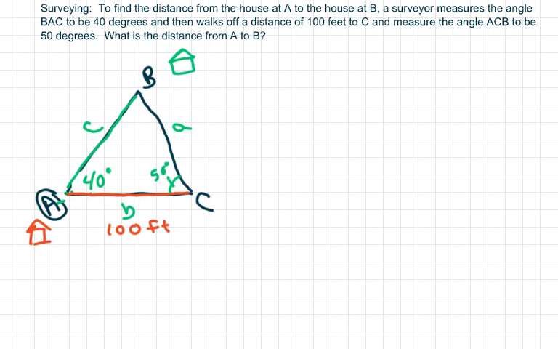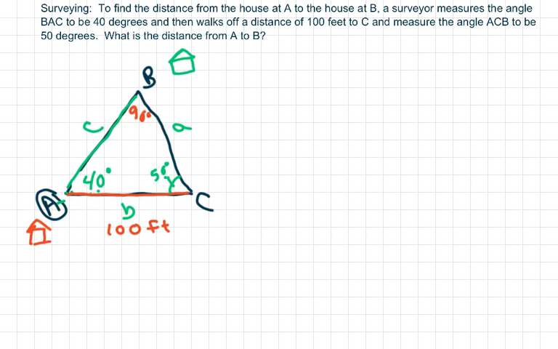So basically we need to know that if this angle is 40 and this is 50, then this angle right here is going to be 90, because the sum of the angles has to equal 180. And we just need to find C.